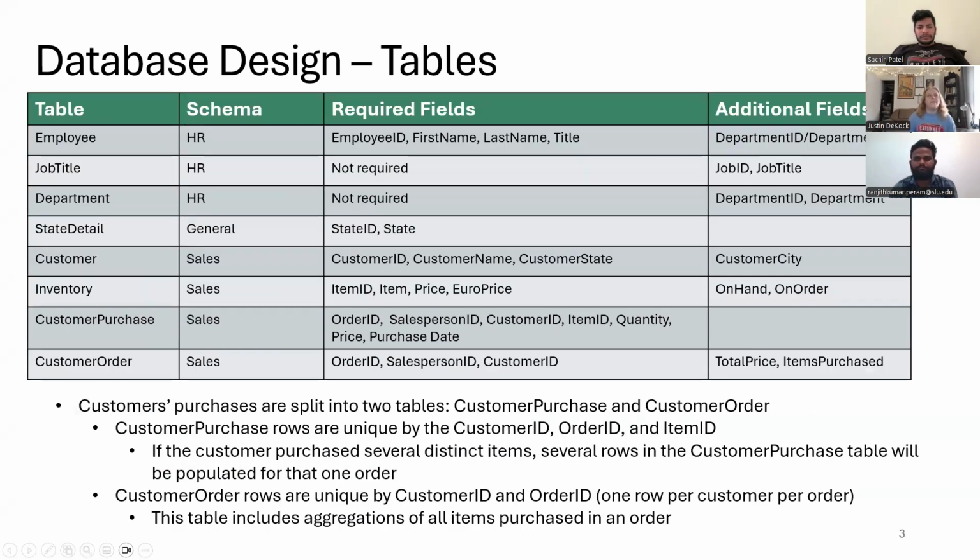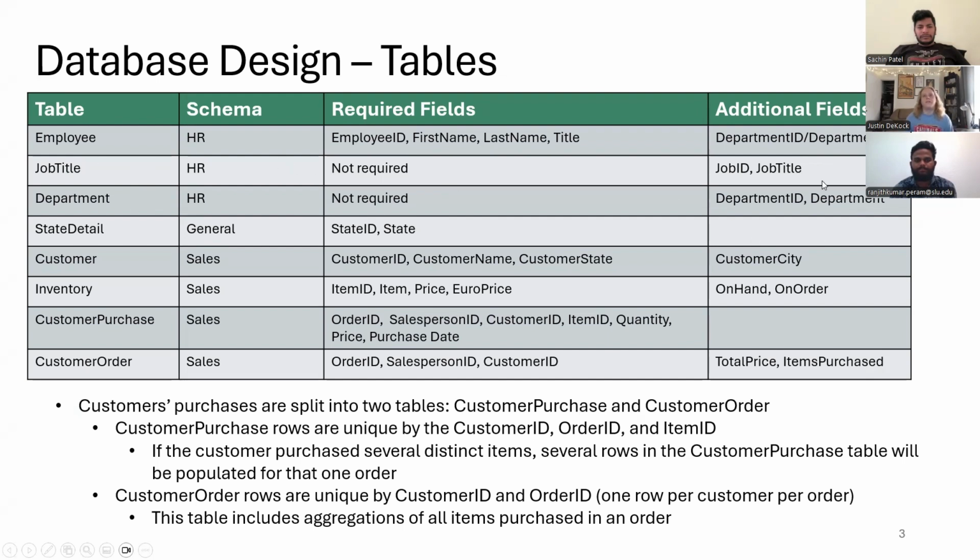So moving on, the tables we ended up with from our list of subjects were employee, job title, department, state detail, customer inventory, customer purchase, and customer order. These tables were designed with the third normal form in mind, so each table has its own primary key, and that individual piece of data shouldn't exist anywhere else in the database. So a few tables that we created from the list of fields and the additional fields we thought should go with them to meet that third normal form.